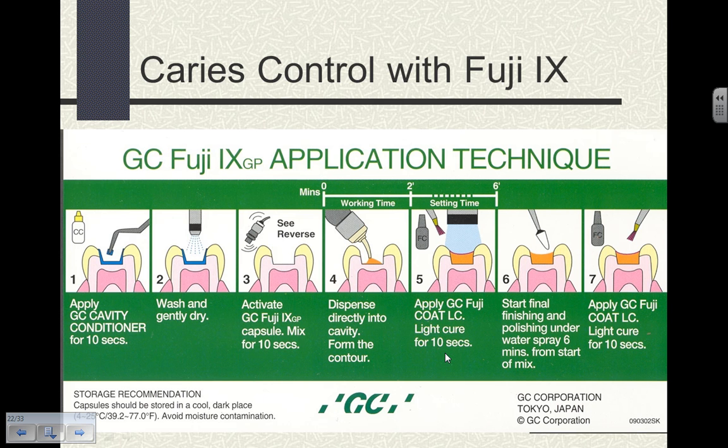You can also use Optibond Solo Plus to place that over there and light cure it. Now, Optibond Solo Plus is a very expensive alternative. Fuji Coat LC is a very inexpensive alternative. You cover the glass ionomer and then light cure it for 10 seconds. Then you wait for 6 minutes from the start of the mix, and you can do your final adjustment of the restoration. Then you reapply Fuji Coat LC, light curing it for 10 seconds, and you can dismiss the patient.